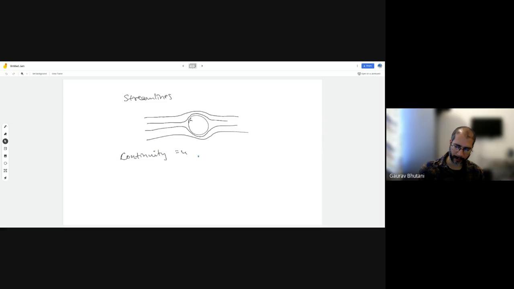The area times velocity equal to constant. Whatever flow is entering inside a pipe in 1 second has to leave in 1 second because the fluid is incompressible. The continuity. Then you learned about Bernoulli's equation, the energy conservation.